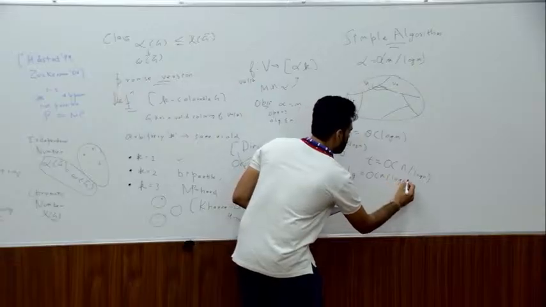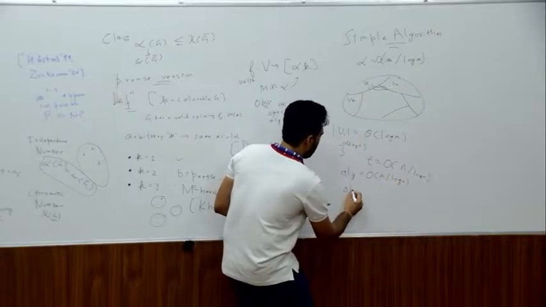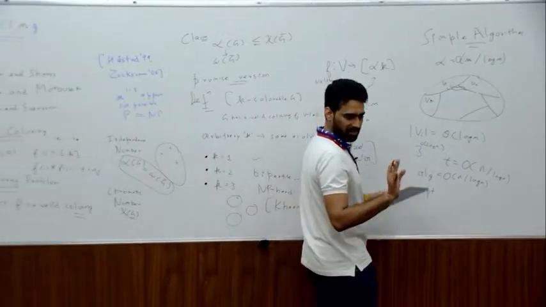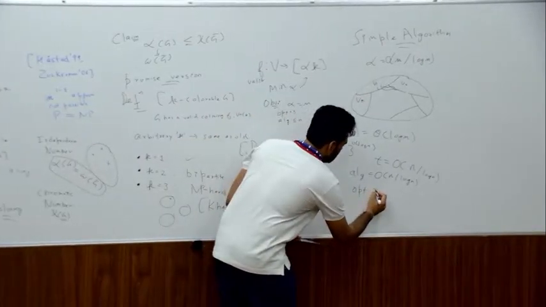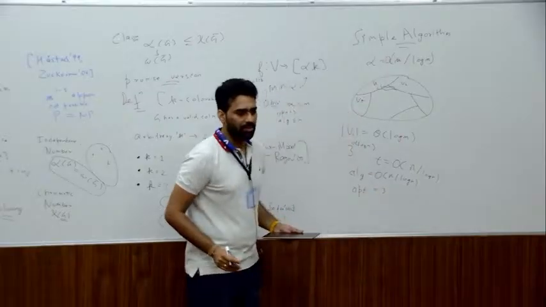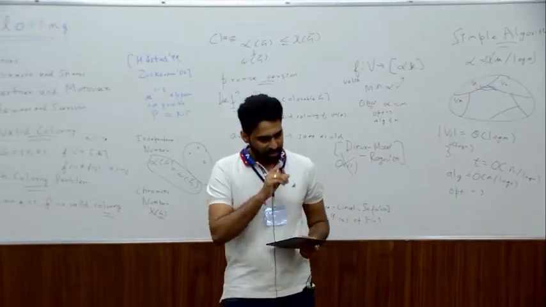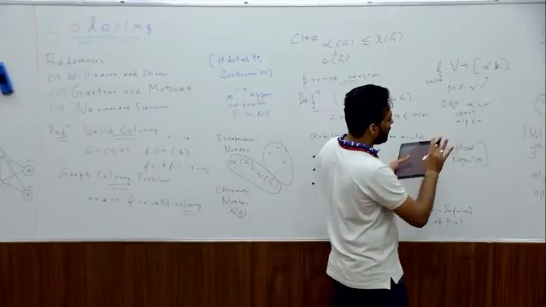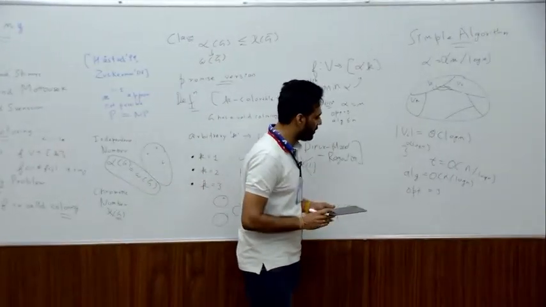Notice that the opt value, as it will be throughout all we discuss today, is 3. We're promised that the graph is 3 colorable. So this gives you an n by log n approximation. Okay, good. So at least this simple partitioning kind of strategy gives you something non-trivial.